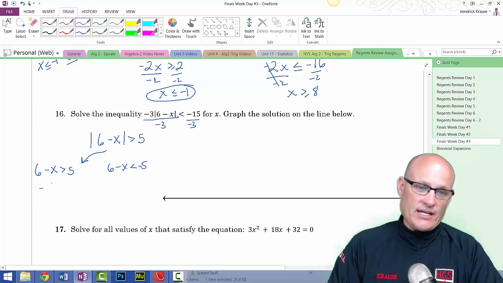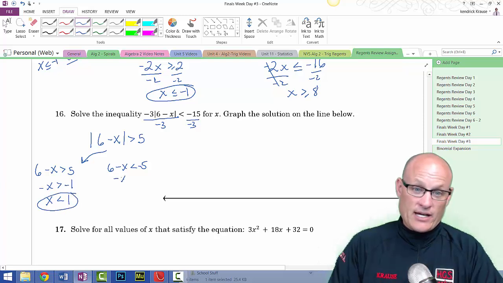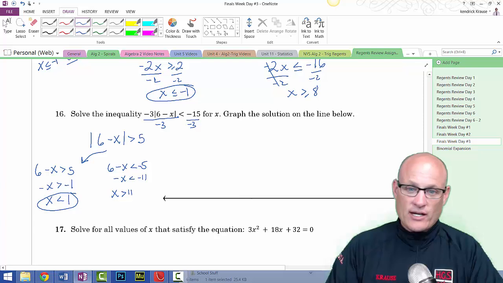This gives me negative x is greater than negative 1 when I subtract 6. Divide by negative 1, I get x is less than 1. This one gives me negative x is less than negative 11. Divide by negative 1, I get x is greater than 11. So I got to graph it.